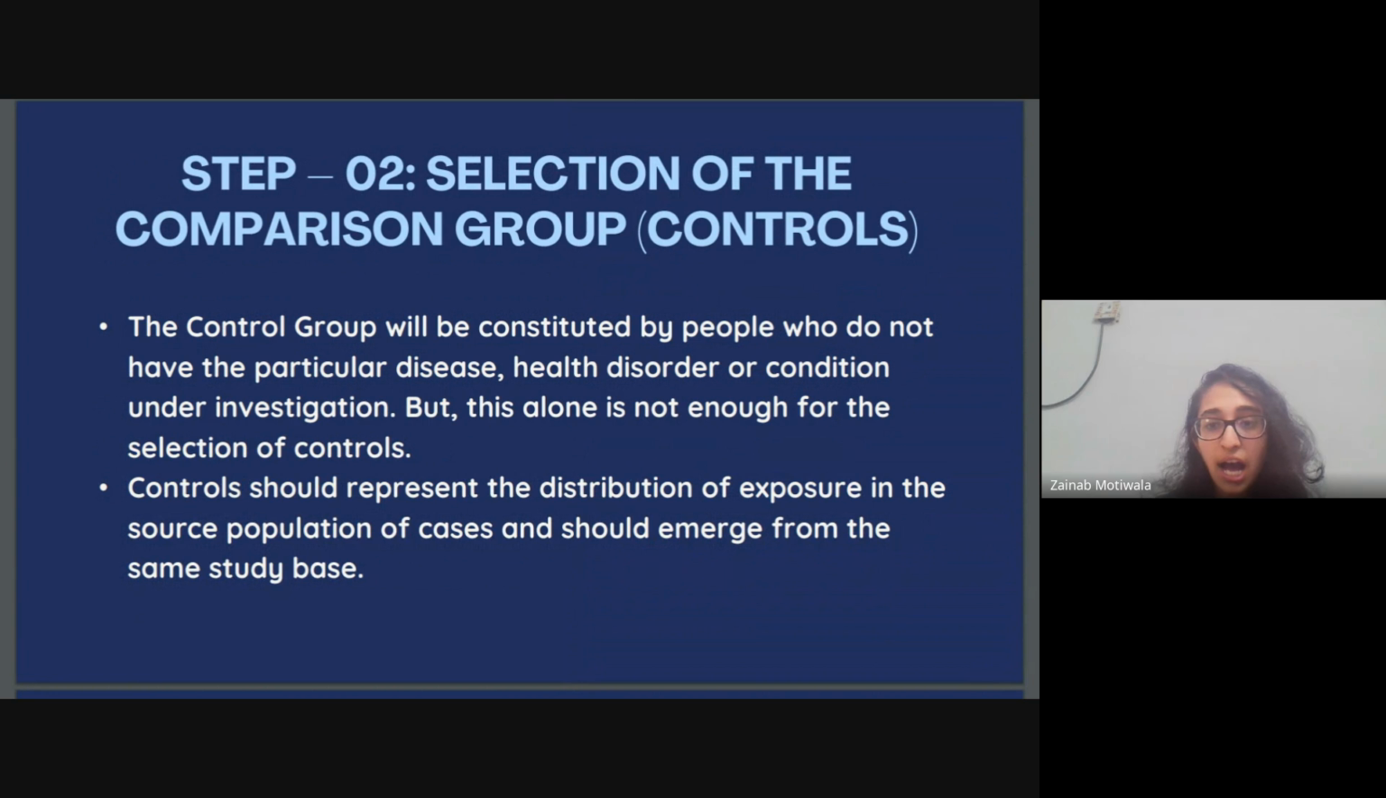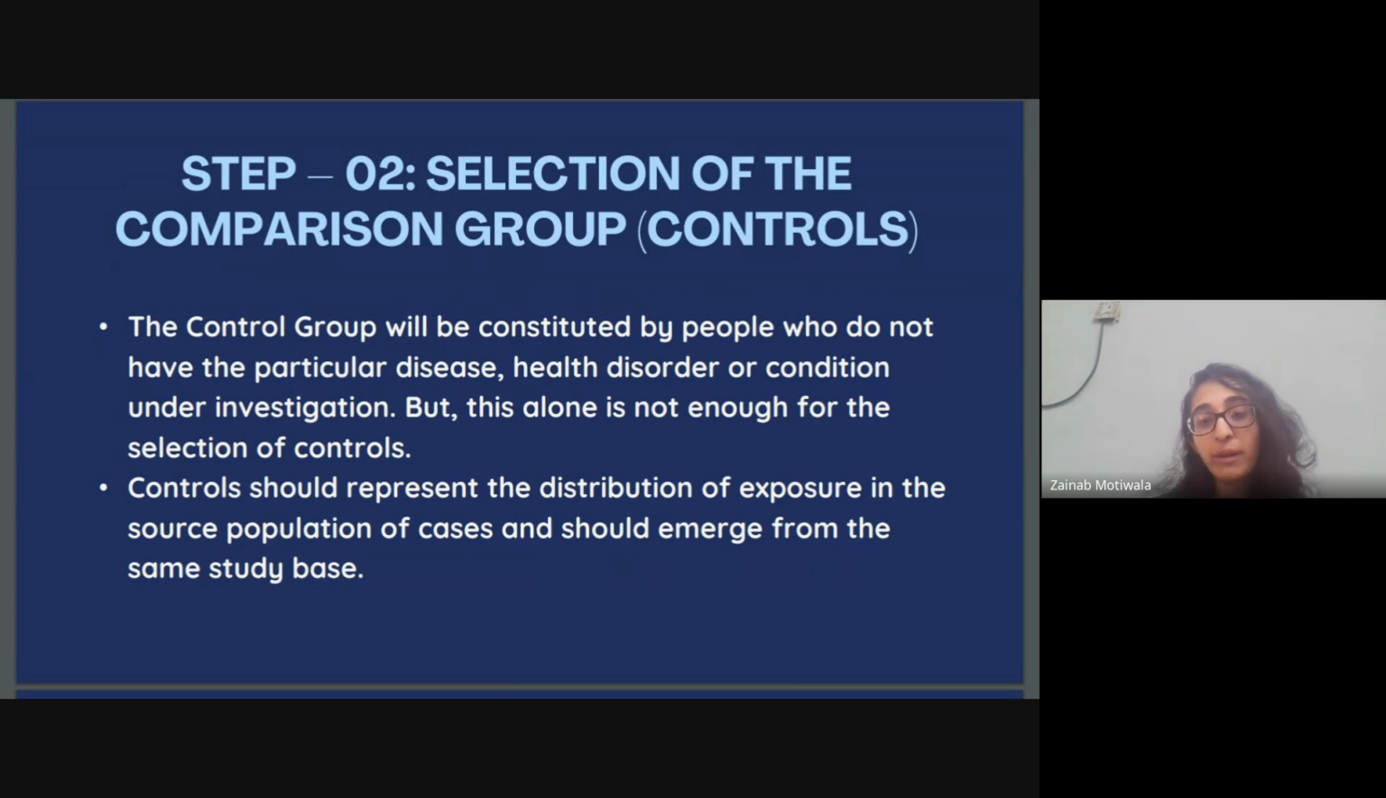Now, how do these two groups have to be chosen? Usually I'm talking about the control group that has to be chosen particularly. Usually the control group is the one that does not have the disease, but that is not enough for the selection criteria of controls.